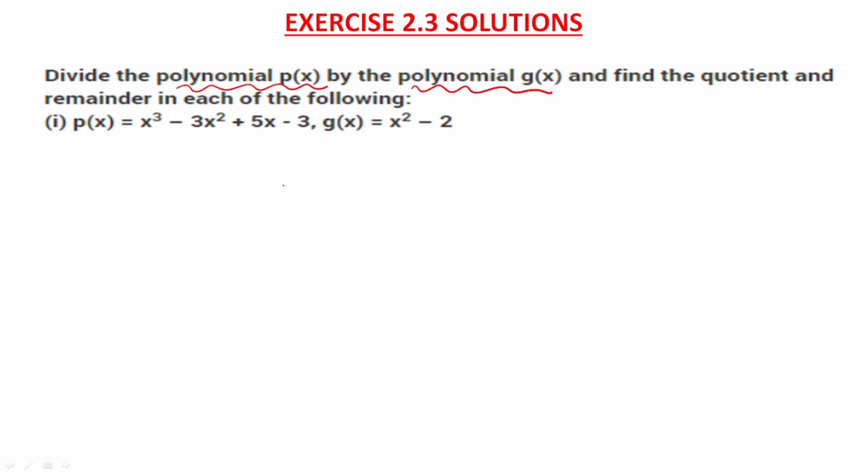divide the polynomial p of x by the polynomial g of x and find the quotient and the remainder. p of x is the number which is being divided, the dividend, and g of x is going to be the divisor. So let us verify the division first.